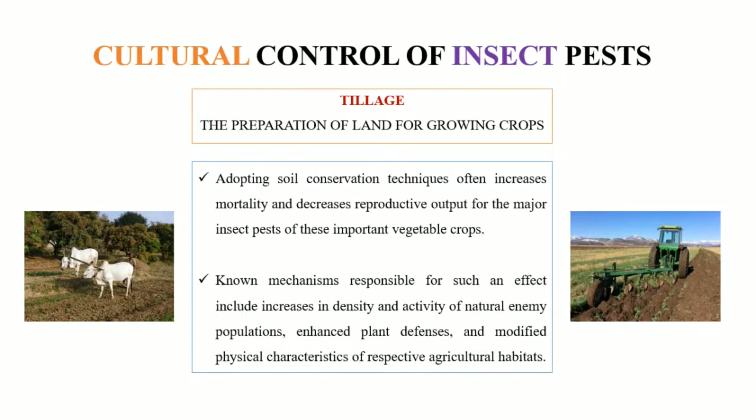It basically increases the mortality rate and decreases the reproductive potential of insect pests in agricultural or vegetable crops. So how is this achieved? This is achieved by the increased density of insect pest predators or their natural enemy populations, and it results in the growth of healthy plants, due to which there are better plant defense mechanisms against these insect pests, and the modified physical characteristics of agricultural habitats. All these factors contribute to the control of insect pests.